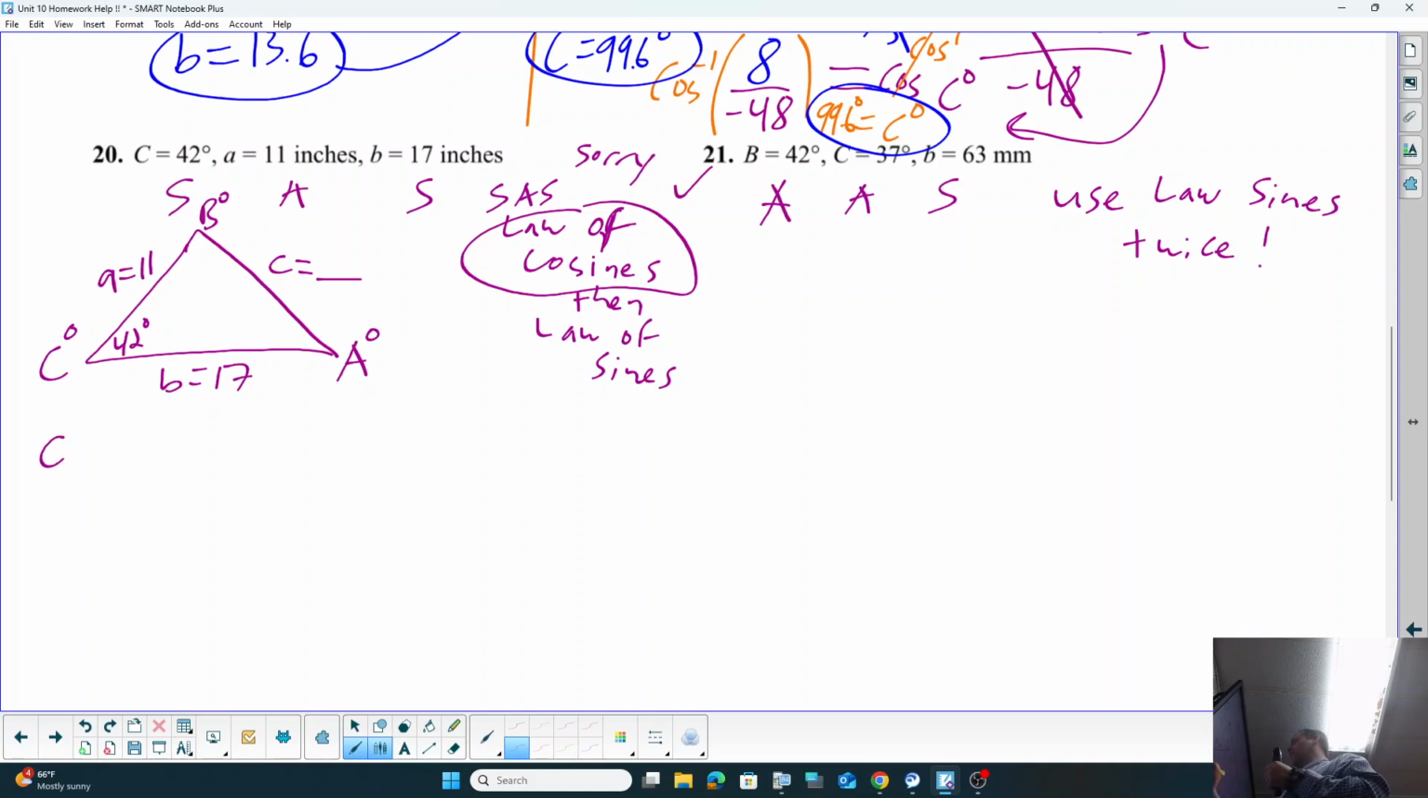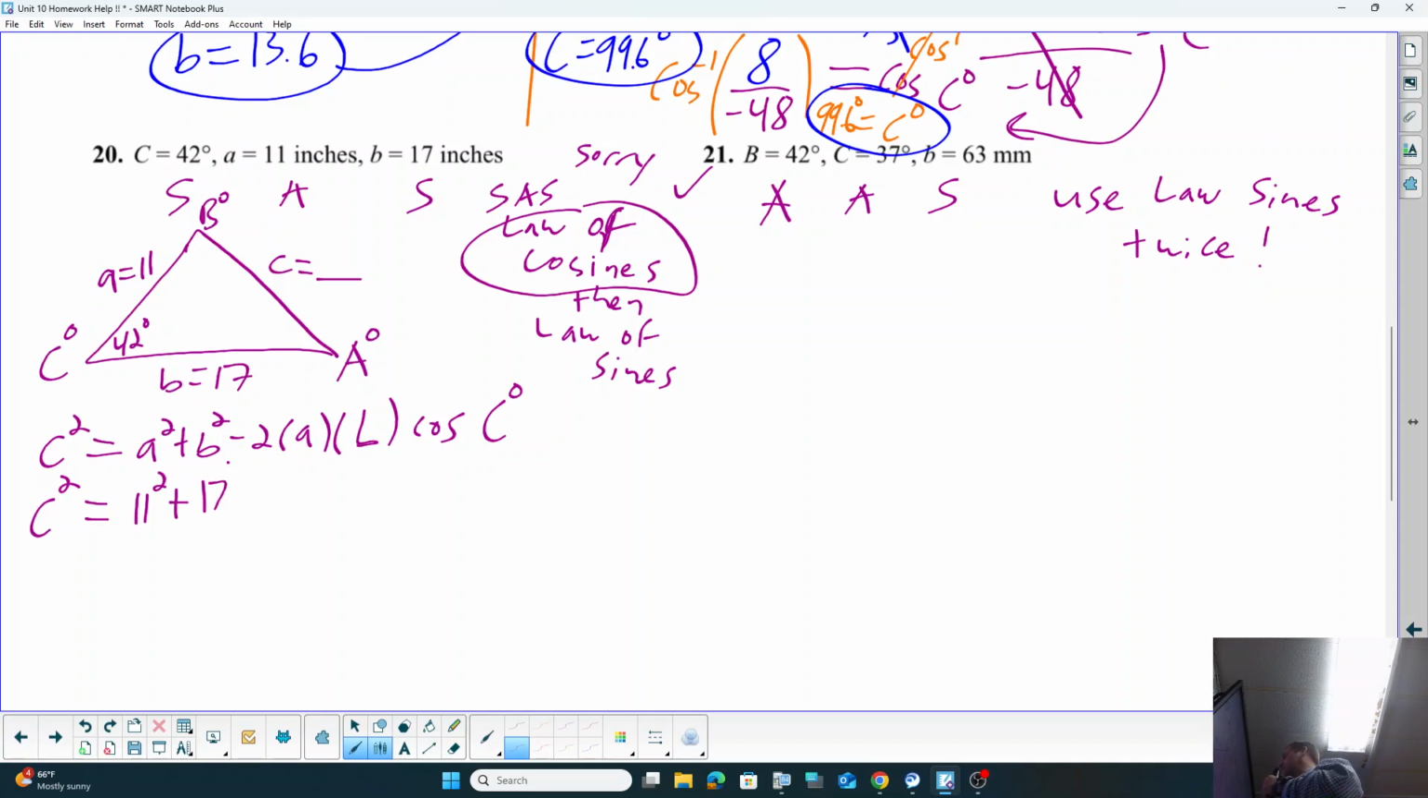We solve for little c. So c squared is equal to a squared plus b squared, the other two sides, and then minus 2 times those sides, and then times cosine of that angle we have, big C. So little c we don't know, we're still trying to solve for it. 11 squared plus 17 squared minus 2 times 11 times 17, and then cosine of angle C, which was 42 degrees.